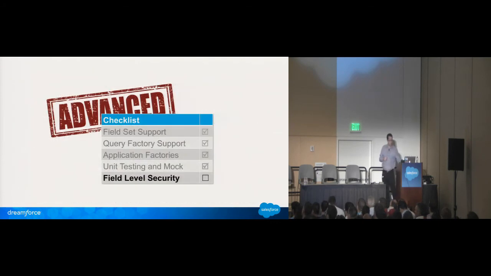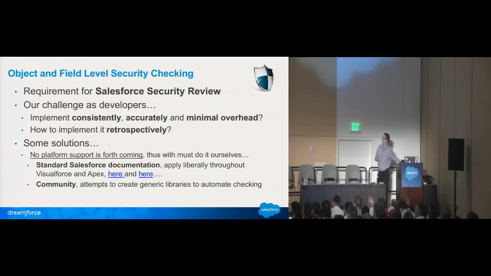So we've just got a few more minutes to talk about field level security. It is a requirement now of the Salesforce security review. The challenge for us as developers is, how do we implement it consistently, accurately, and with minimal overhead? How do we implement it retrospectively? There are some solutions, but none are forthcoming at present from the platform. I, for one, am lobbying Salesforce as hard as I can for a with FLS keyword or whatever, however it might transpire, user mode or something like that, so that we can leverage field level security through platform support.